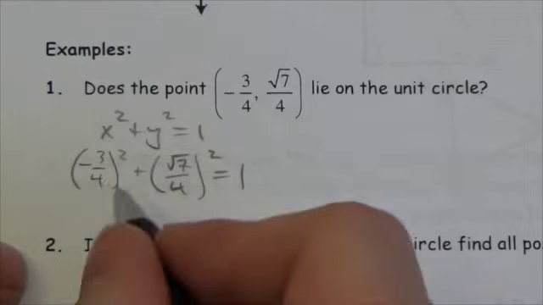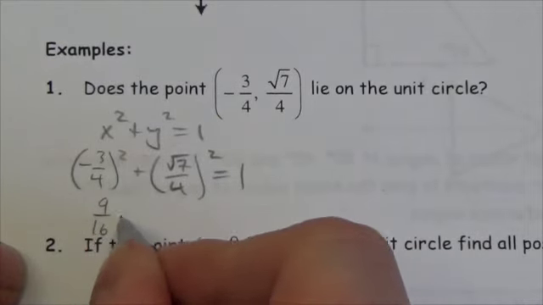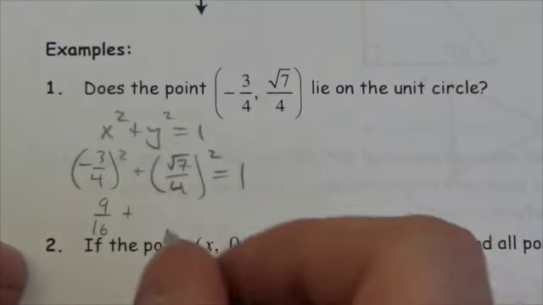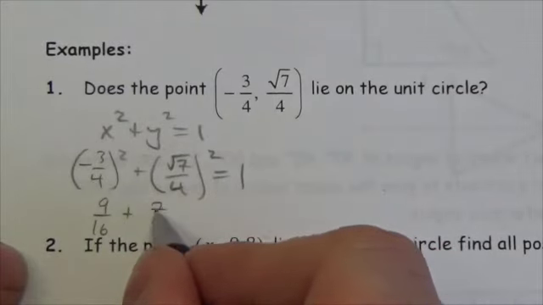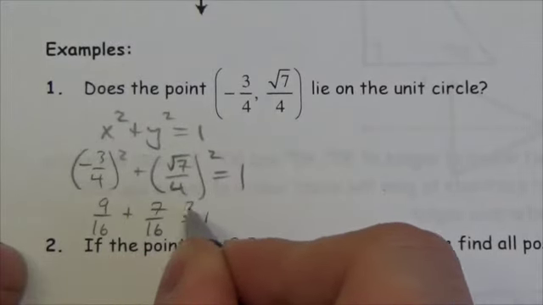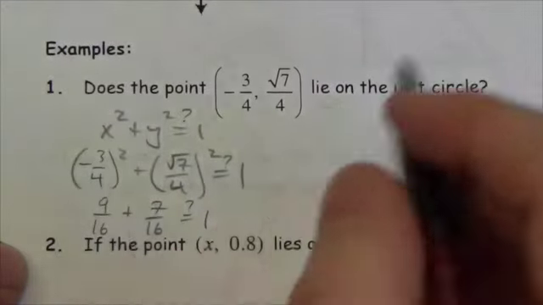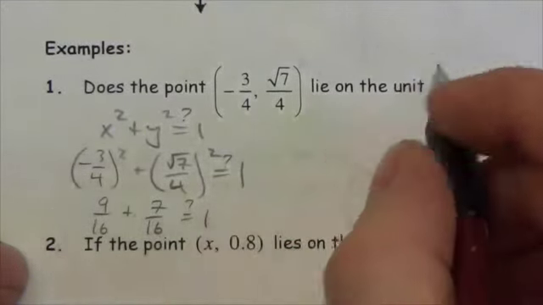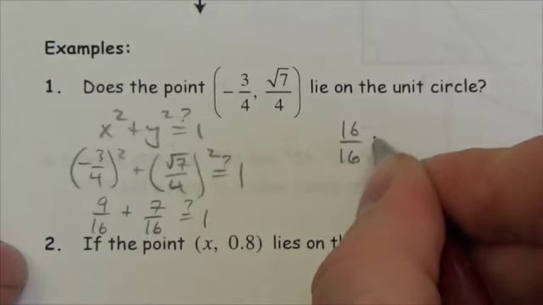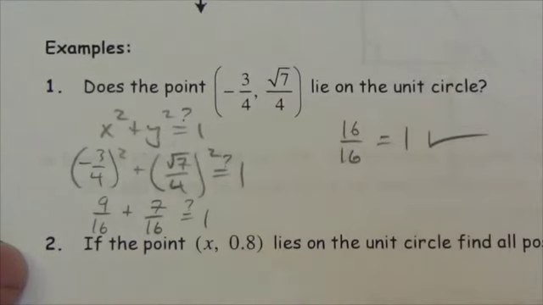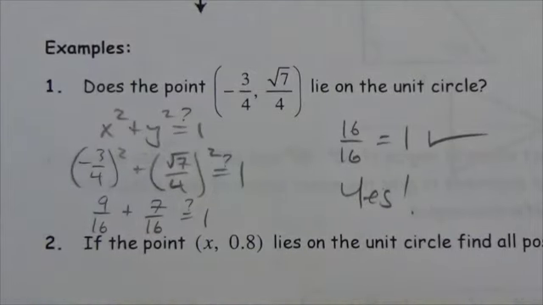So negative 3 over 4 squared will be 9 over 16. Root 7 over 4 squared is going to be 7 over 16. Does that equal 1? Well, the denominator is the same. 9 plus 7 is 16 over 16. And so, yes, that equals 1. So the answer to this question is yes. That point must be on the unit circle. It satisfies the equation.